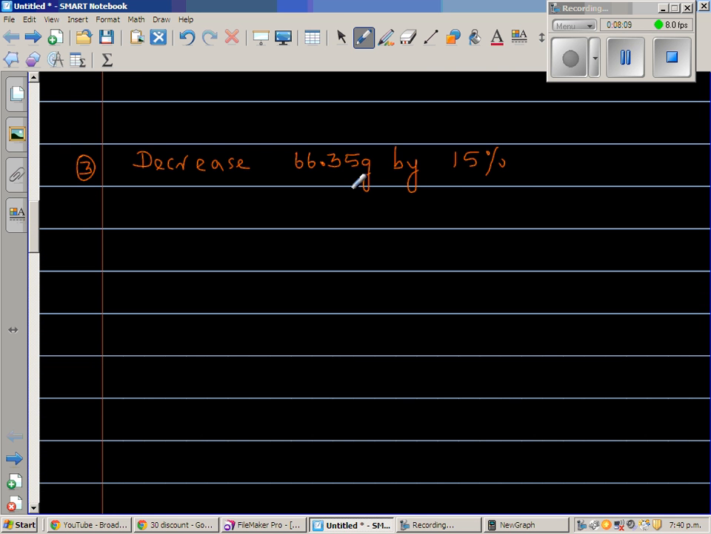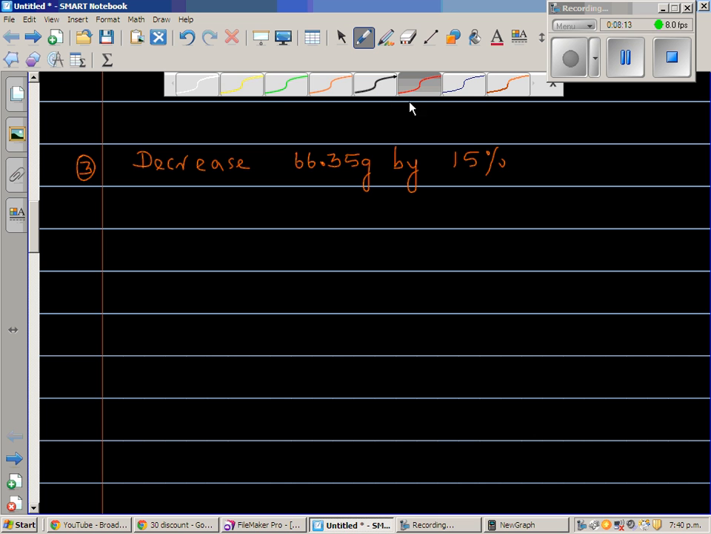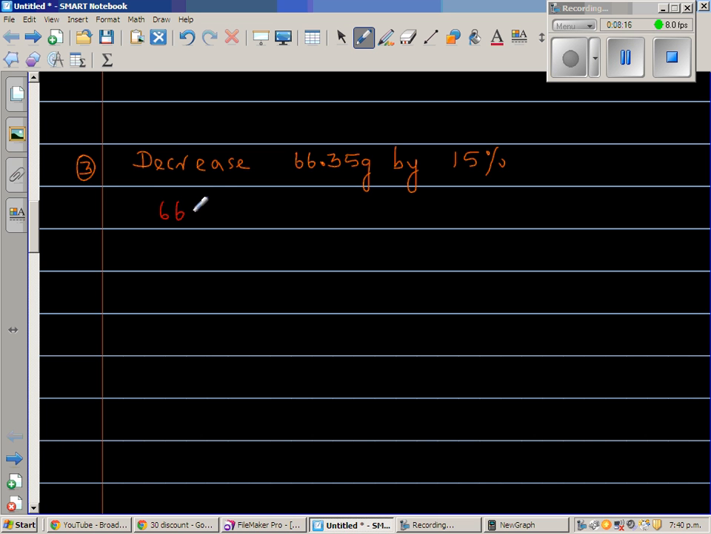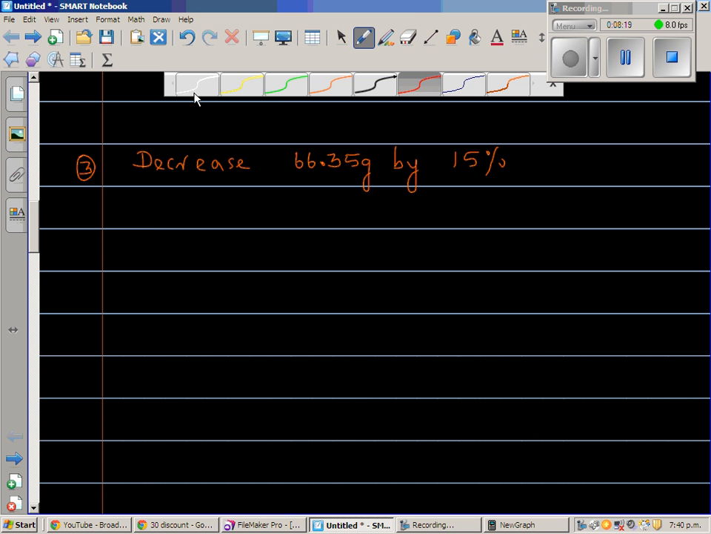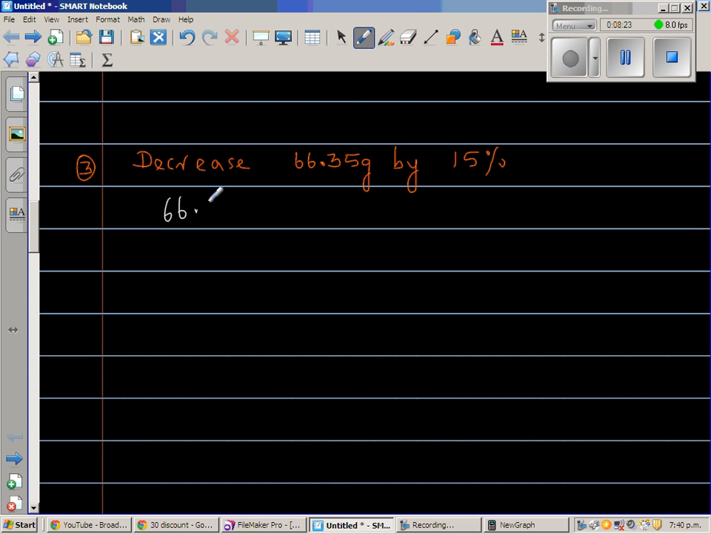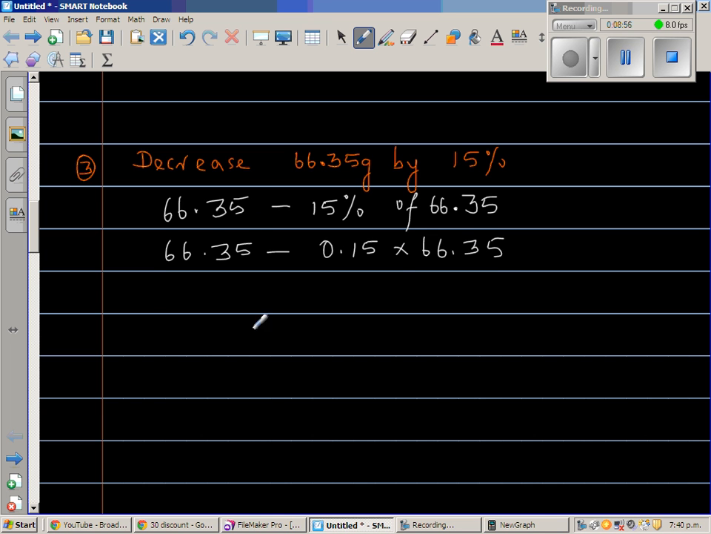Decrease 66.35 by 15%. So this is 66.35. Decreasing means what's happening? You're taking away 15% of 66.35. See, math is all about thinking. If you like thinking, you will like math. So this is 66.35. Take away 15% means 0.15 off means times 66.35.